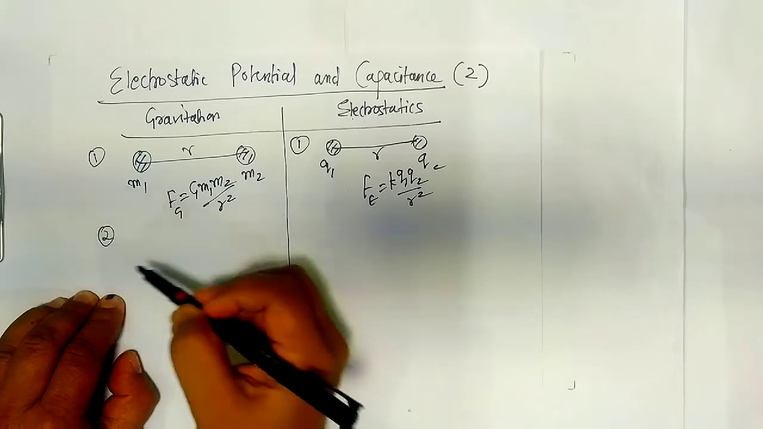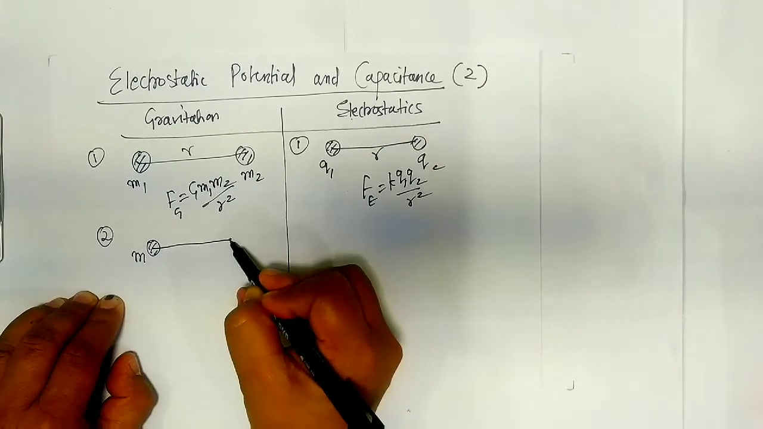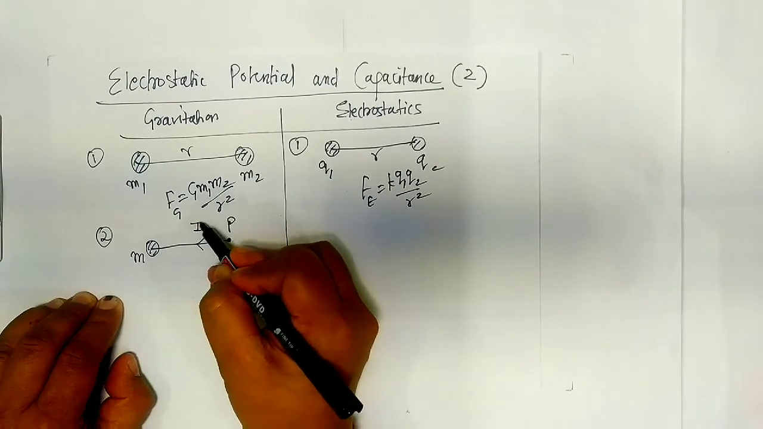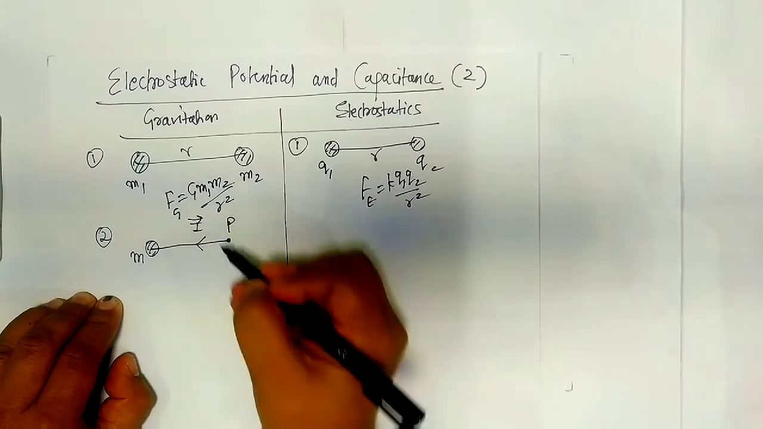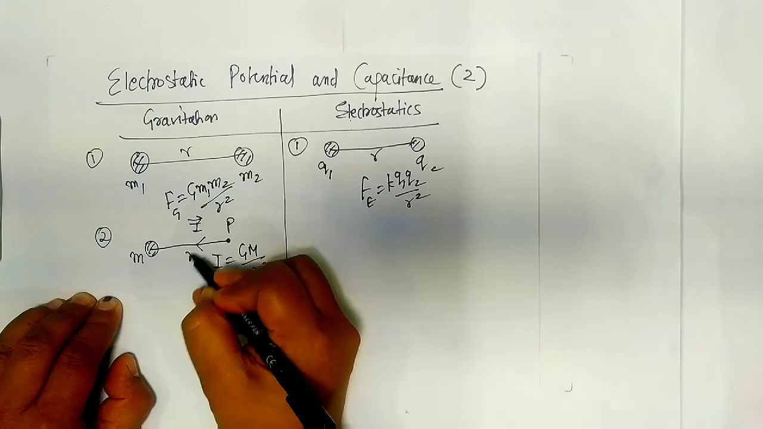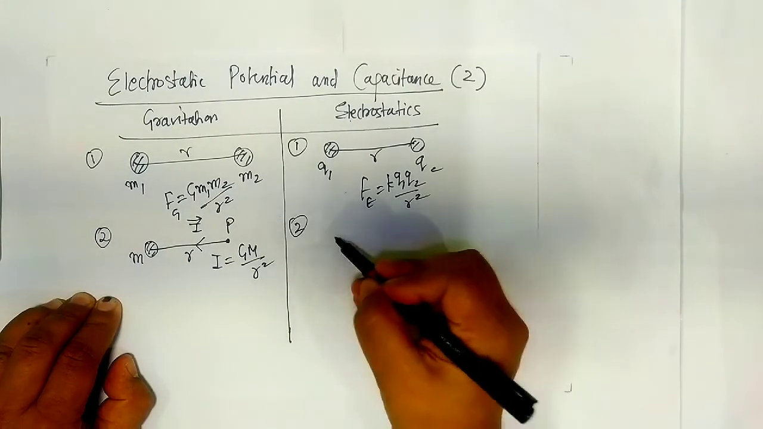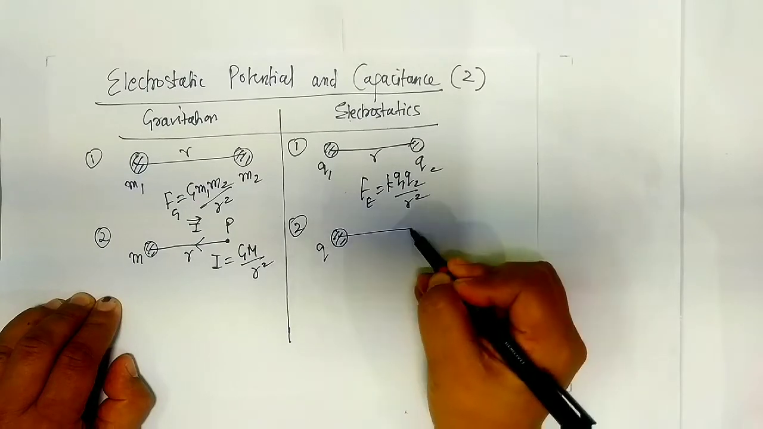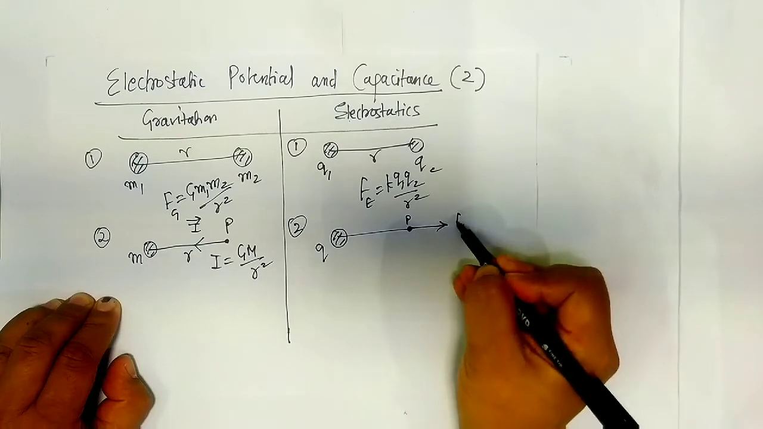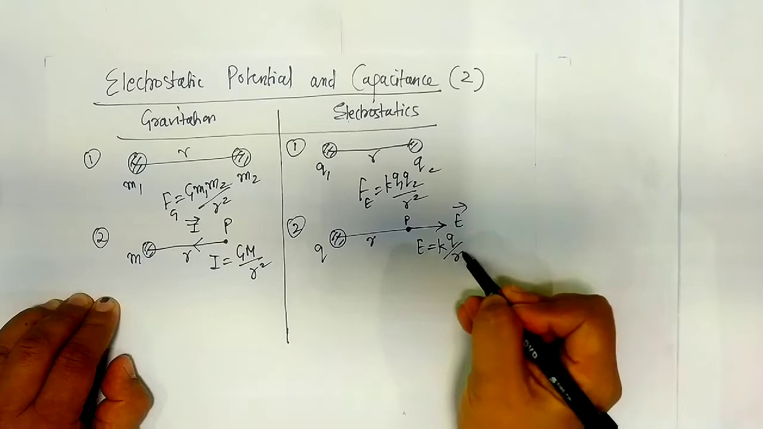Okay, the second thing which we know about the mass is that if there is a mass, then at point P we can find out the gravitational field intensity. And remember that gravitational field intensity is Gm by what? R square. So R is the distance. Similarly, you know that here if there is a charge Q and you want to find out the electric field intensity at point P, it will be outward at R distance. It is what? KQ by R square.